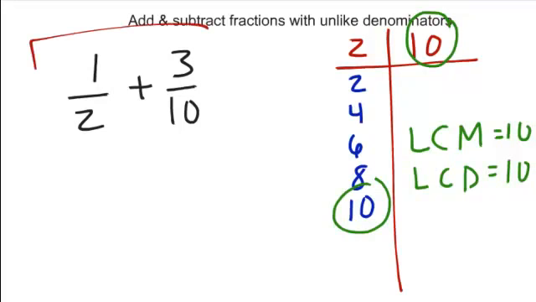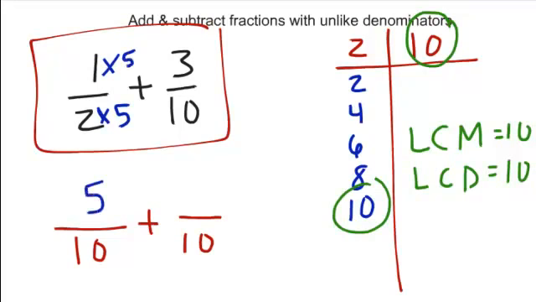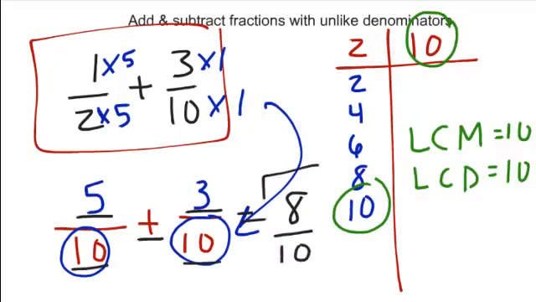So now I rewrite the original two fractions as something over 10 plus something over 10. And I ask myself, 2 times what gives me 10? And I know that 2 times 5 gives me 10. And what I do to the bottom, I do to the top. So 1 times 5 gives me 5. And then 10 times 1 gives me 10, so 3 times 1 up here will give me 3. Now I can add these two easily because my denominators are the same. So 5 plus 3 will give me 8. And the 10 stays the same as our denominator. And we have 8 tenths.